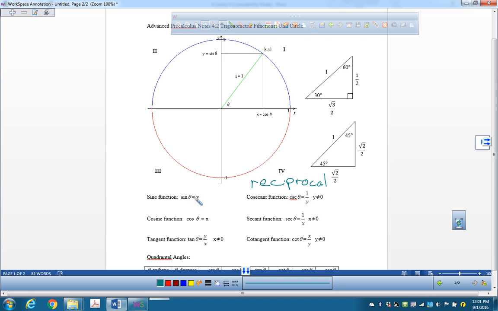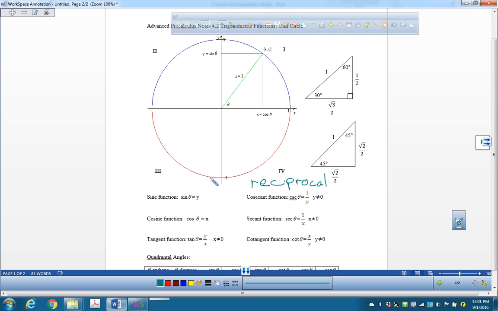So if you know sine, you just flip it upside down and you can find cosecant. And if you know cosine, you just flip it upside down and you can find secant. And if you know tangent, you could just flip it upside down and find cotangent. So those are the reciprocal functions.